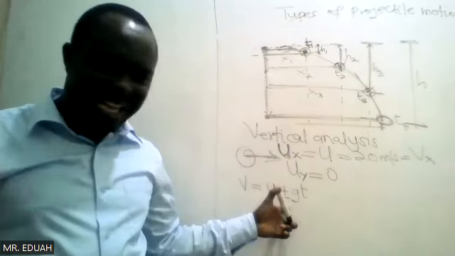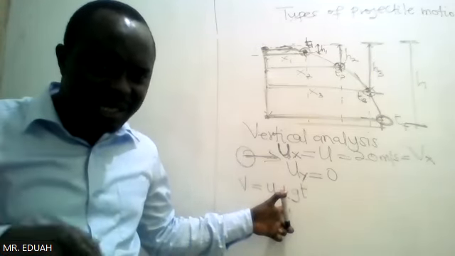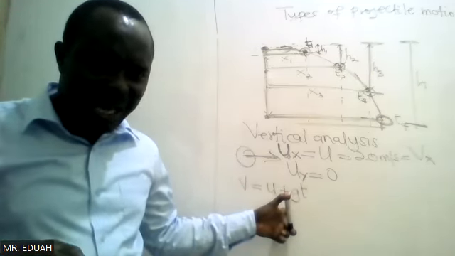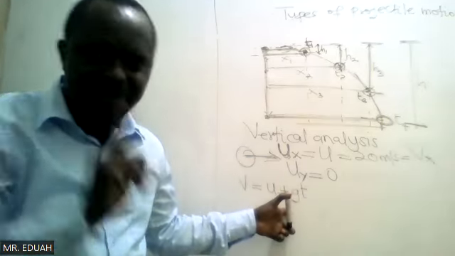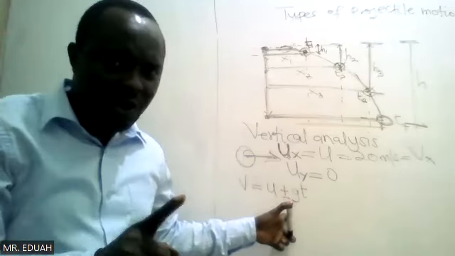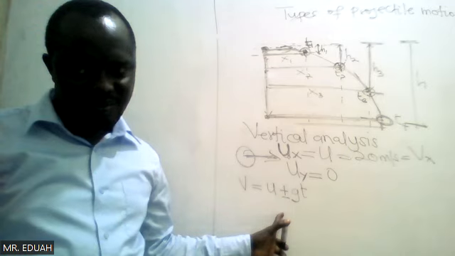And so it means that the acceleration, the body would accelerate. That is why it's a plus. The body accelerates due to gravity. If the body decelerates due to gravity, then there is a minus. All right?